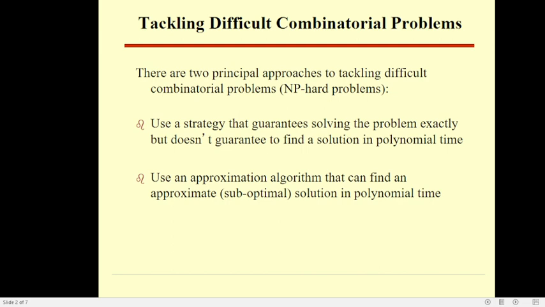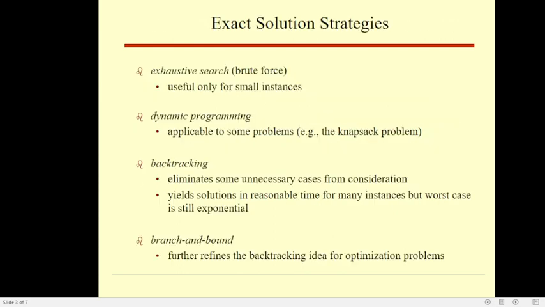How to tackle difficult combinatorial problems? There are two principal approaches to tackling difficult combinatorial problems, that is NP hard problems. The first strategy is to use a strategy that guarantees solving the problem exactly but doesn't guarantee to find a solution in polynomial time. The next one is to use an approximation algorithm that can find an approximate or otherwise suboptimal solution in polynomial time.